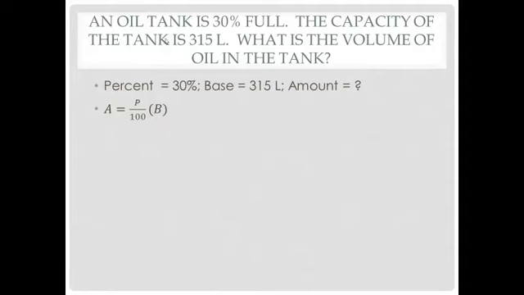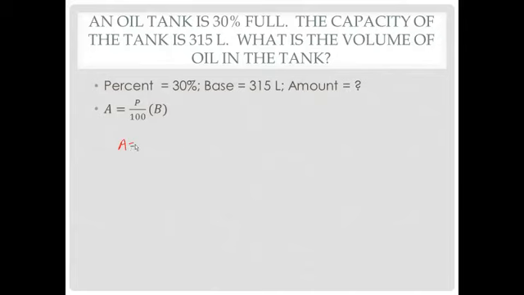So if I want to work this problem out, we have an oil tank that is 30% full. So that means that's my percent number. The capacity of the tank, the total amount possible for it to hold, is 315 liters. So that would represent my base. Now we're looking for the volume of the oil that is in the tank right now at 30% full. So we're looking for A, or the amount.